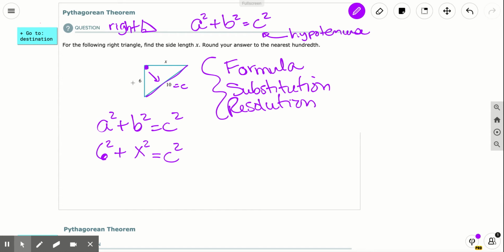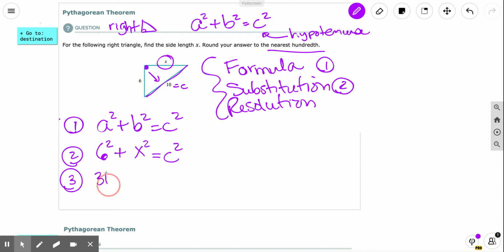Now, I kind of didn't read the directions because I already knew what they were going to be. They wanted you to find side length x. Round your answer to the nearest hundredth. Notice I did formula, substitution. This was the formula. This is substitution. See, I substituted in. And 3 means do the math.